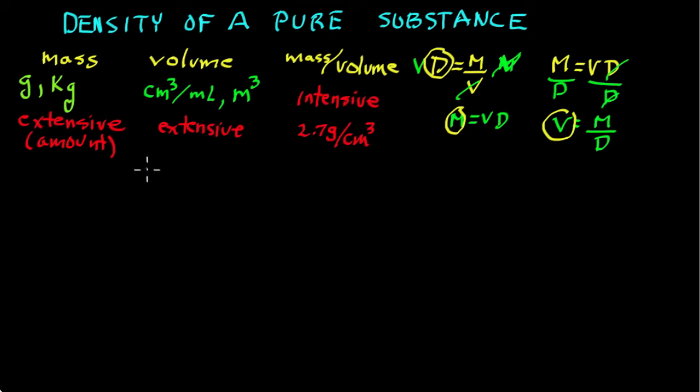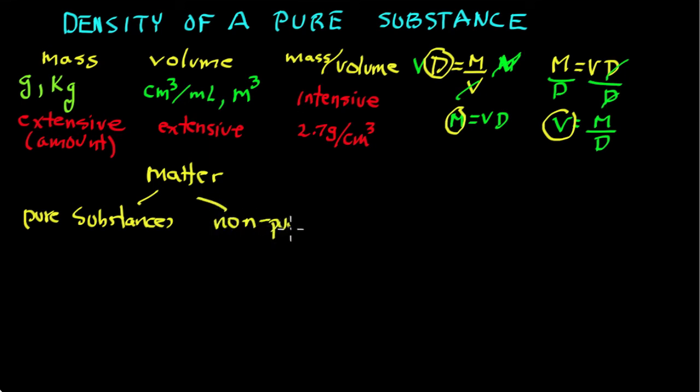In terms of pure substance, we introduced it, we better say something about it. If you start with all matter, which has mass and occupies volume, we can subdivide it into pure substances and non-pure substances. A pure substance has the same composition throughout. It will look the same, but the most important thing is the same composition. The only pure substances that we deal with are the elements, and when we combine elements into compounds. Everything else is a mixture.